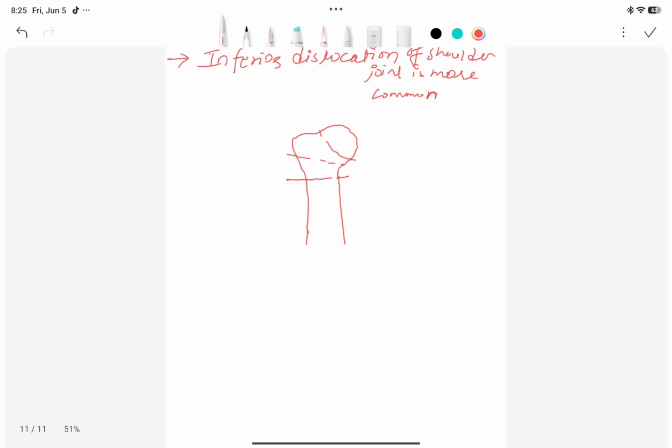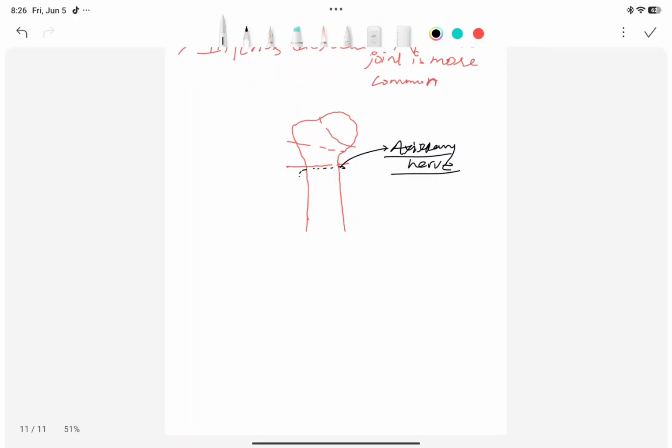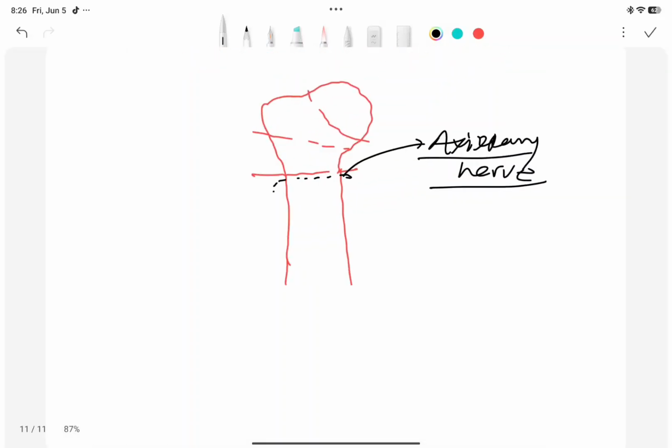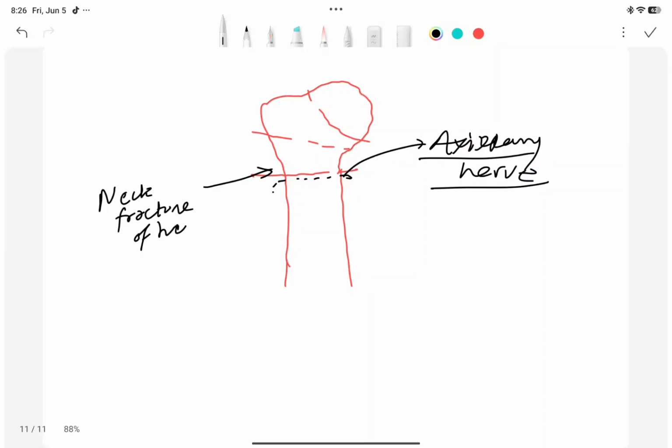Just behind the surgical neck there is a nerve passing, which is known as the axillary nerve. The axillary nerve passes behind the surgical neck. So sometimes, when there is a neck fracture of the humerus, there is injury to the axillary nerve.